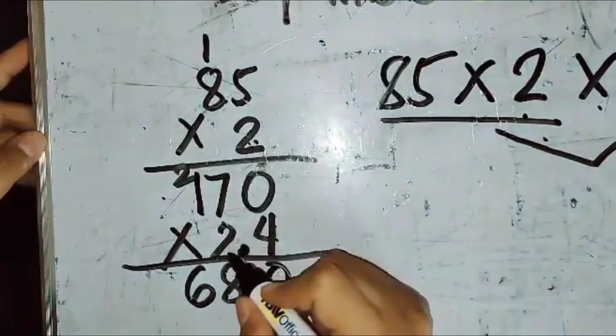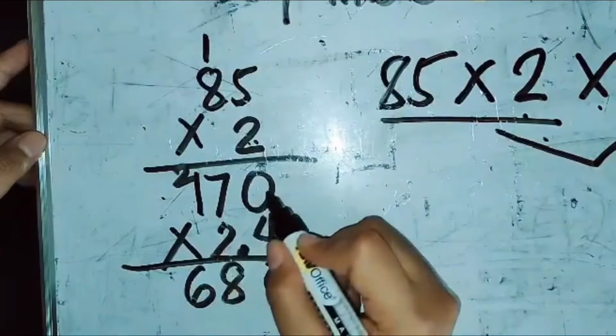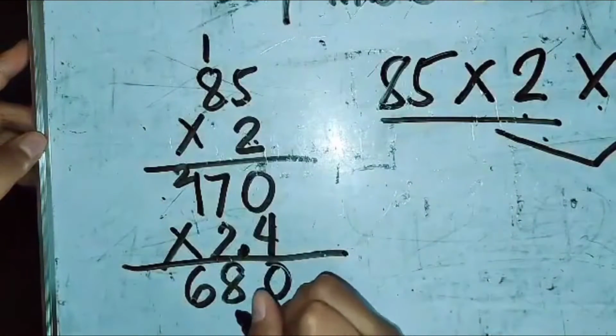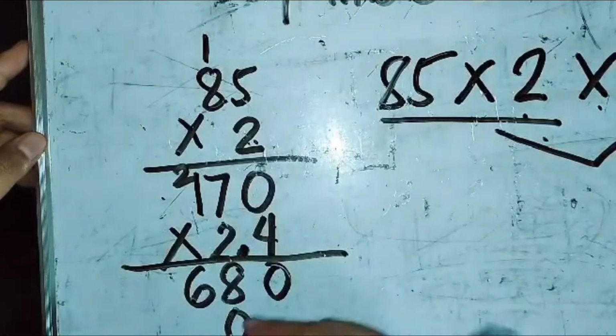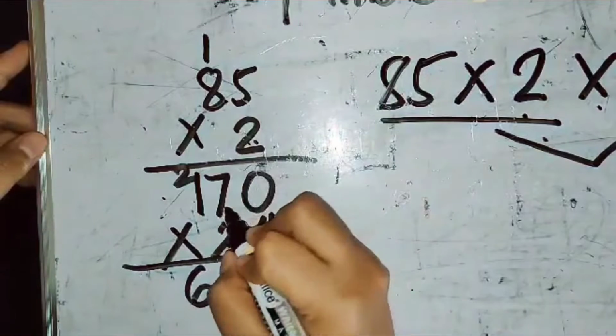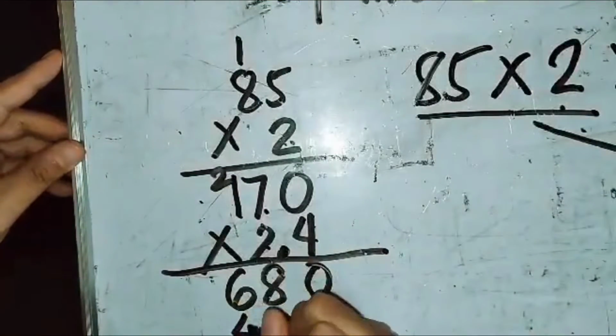Next one, yung second layer naman. 2 times 0 is 0. Doon yung itatapat doon sa ating multiplier. Okay, next. 2 times 7 is 14. Carry 1.